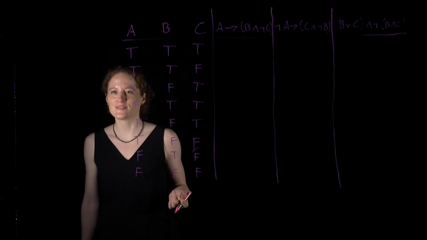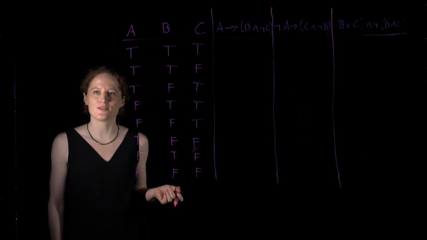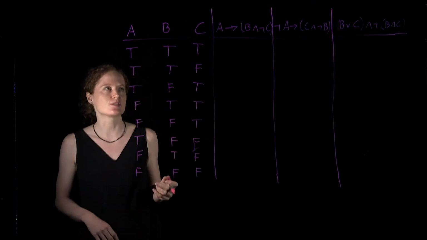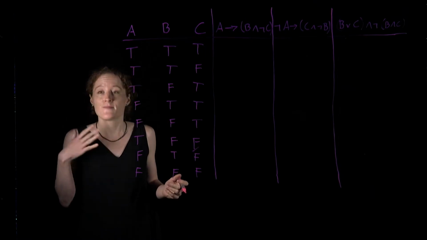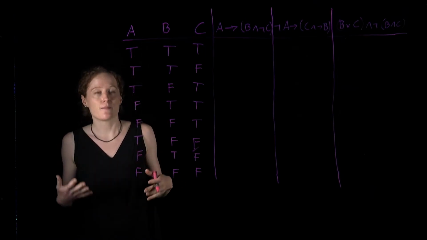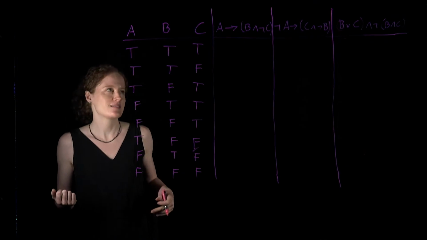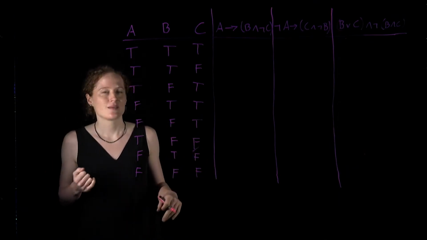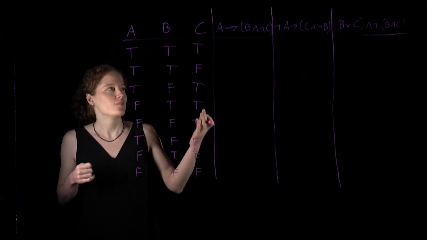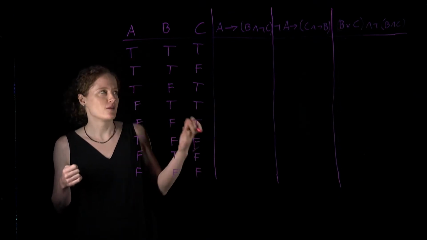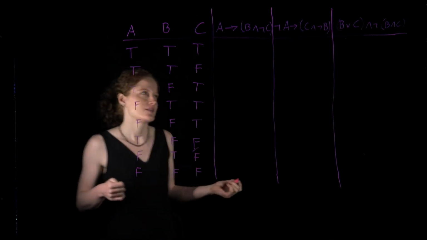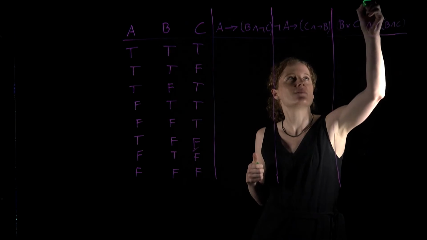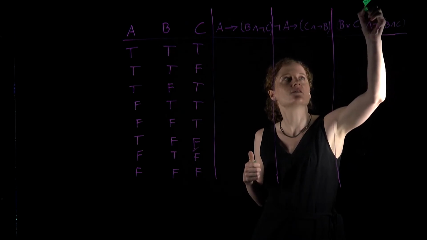Let's see how we can use a truth table to assess the validity of this argument. Our argument has two premises and a conclusion. The two premises are, first, if A, then B and not C, and secondly, if not A, then C and not B. And the conclusion is B or C and not B and C. Now I'll just add a little exclamation mark to remind myself that this is in fact our conclusion.